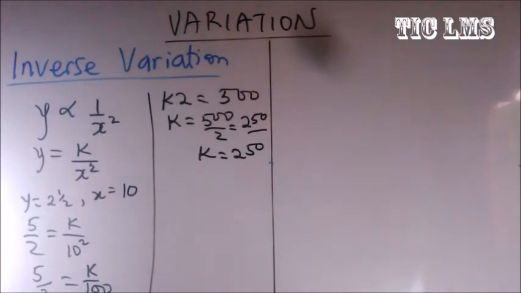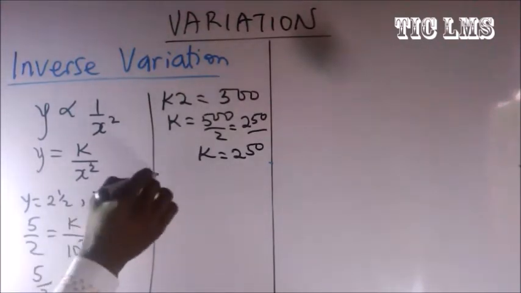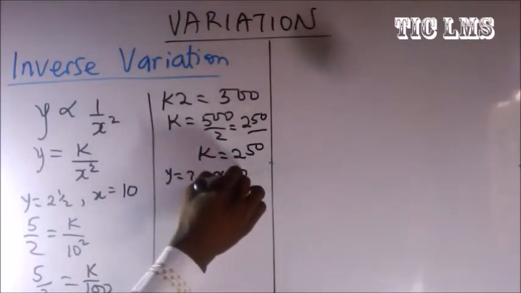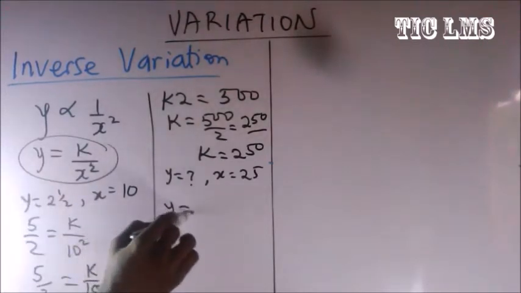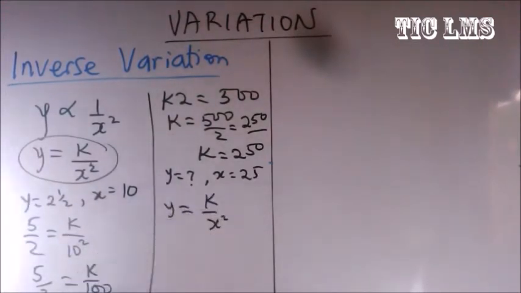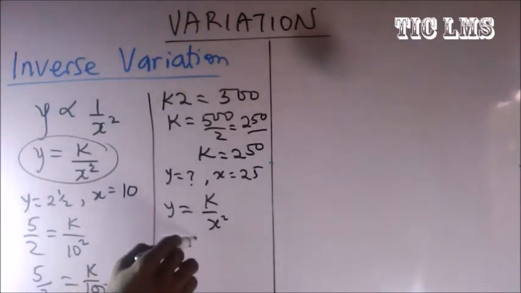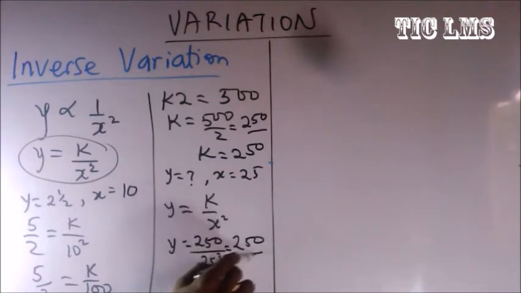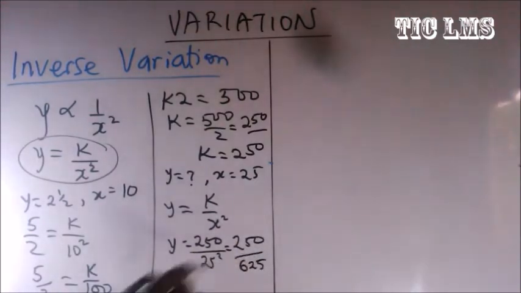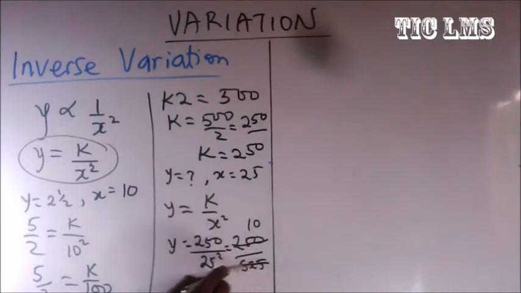The question continues that we should calculate y when x equal to 25. So we bring back our equation, which is y equal to k over x squared. We are looking for y, and we have k to be 250 over x, which is 25 squared. That is 250 over 625. Here 25 into 250 gives us 10, 25 into 625 gives us 25, then 5 into 10 gives 2, and 5 into 25 gives 5. Hence y equal to 2 over 5.